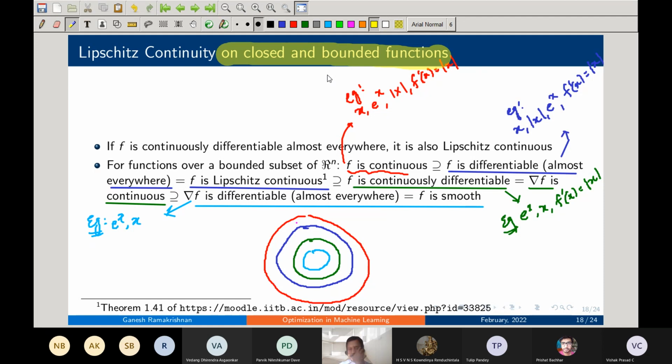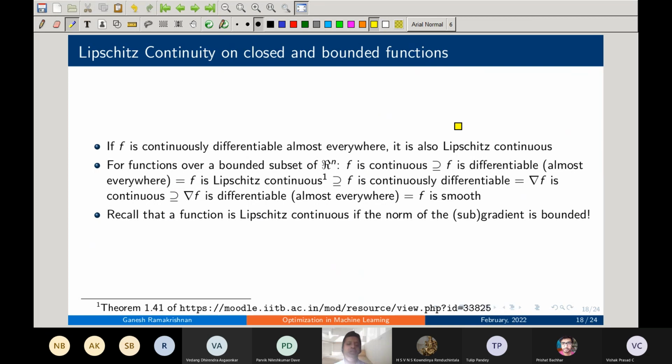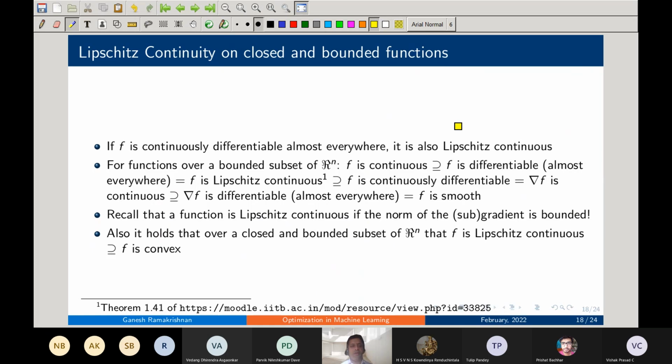Okay. So you can think of this again the other way, right? It implies: if f is smooth, then on closed and bounded sets it is continuously differentiable, then it is Lipschitz continuous, then it is continuous, and so on. And recall that a function is Lipschitz continuous if the norm of the subgradient is bounded, so we have found some other equivalent conditions, right?